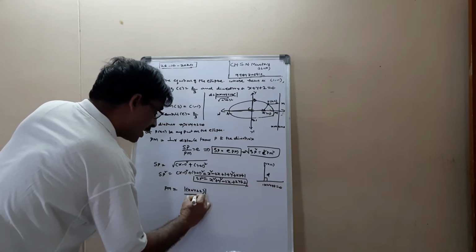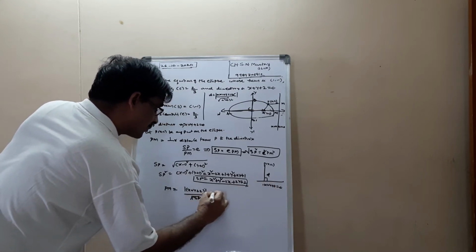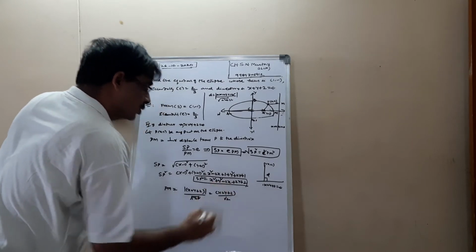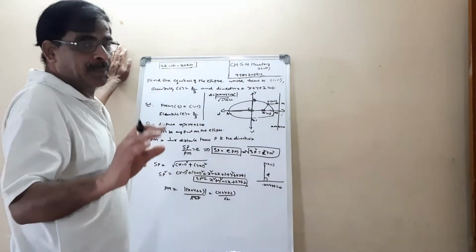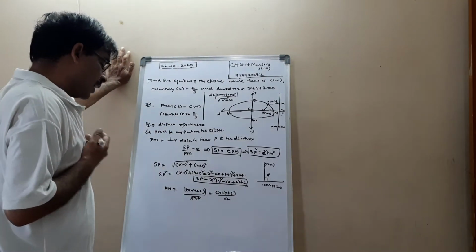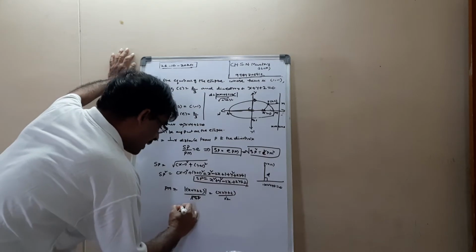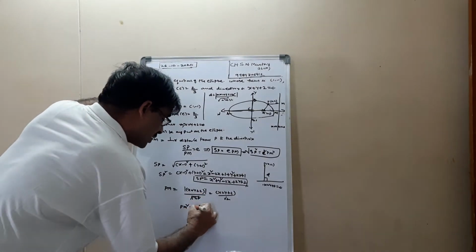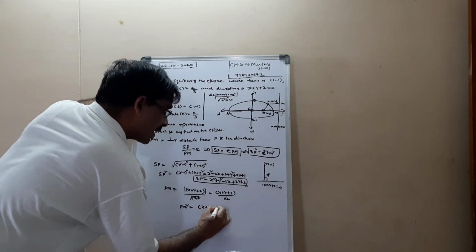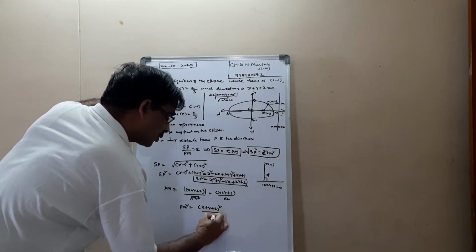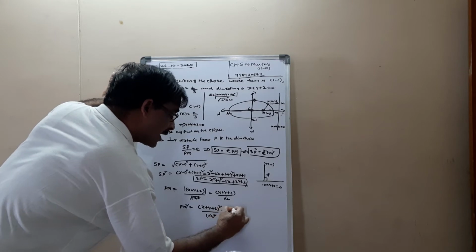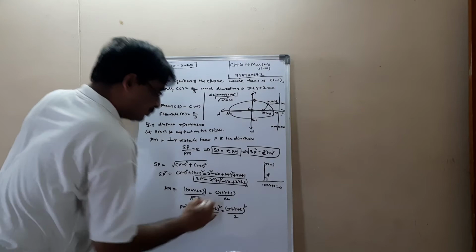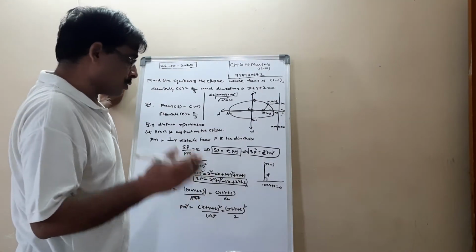Under root of 1 square plus 1 square, or (x + y + 2) by under root 2. This is the PM value. Now let me find PM square. Squaring on both sides, PM square is equal to (x + y + 2) whole square by root 2 square, which is equal to (x + y + 2) whole square by 2. Root 2 whole square means root 2 into root 2.